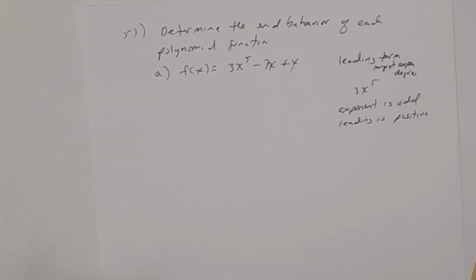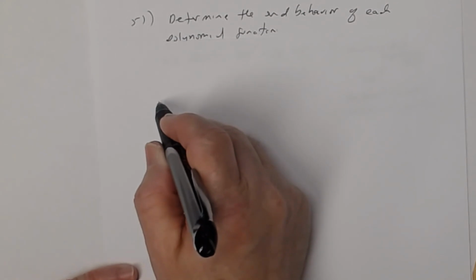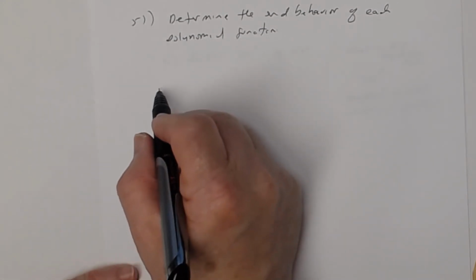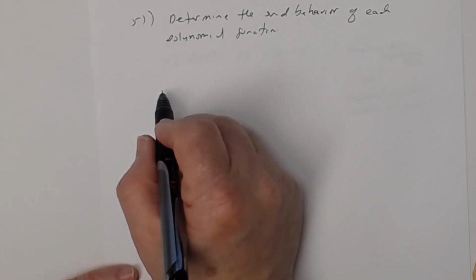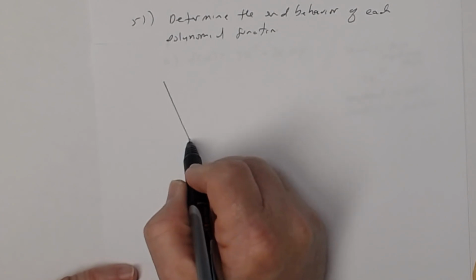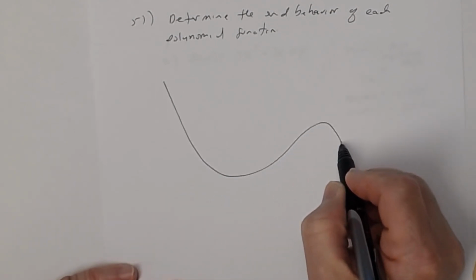And remember what I mean by end behavior. Remember, polynomial functions look like this. You think about the left side and the right side, so the left side behavior and the right side behavior. So let's say we have this polynomial function that looks like this.